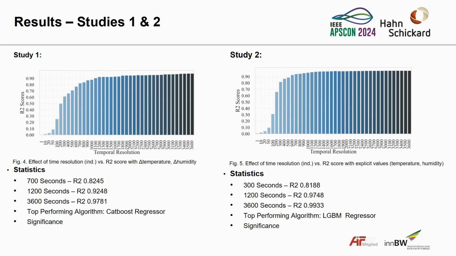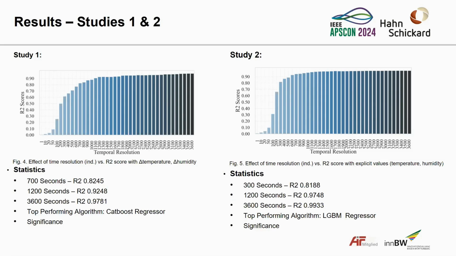This is a good result, but compare it to study 2, which essentially feeds in temperature and humidity values as separate features. Basically we are able to get an R2 score of 0.8188 really fast at 300 seconds. And at 1200 seconds, similarly, we get an R2 score of 0.9748. But this time, the top performing algorithm is an LGBM regressor.